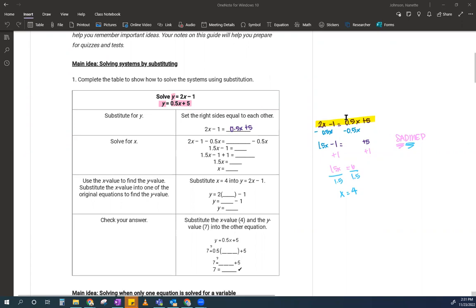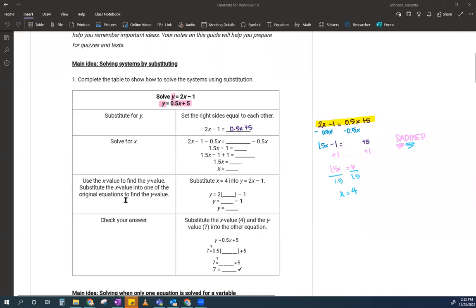Okay, so now because we're solving systems and this was not in 7th grade, you can't stop after you found your X. You must go back and look for your Y. So here's your X, and now we're going to look for Y. And this is what this part is talking about. It says use the X value to find the Y value.